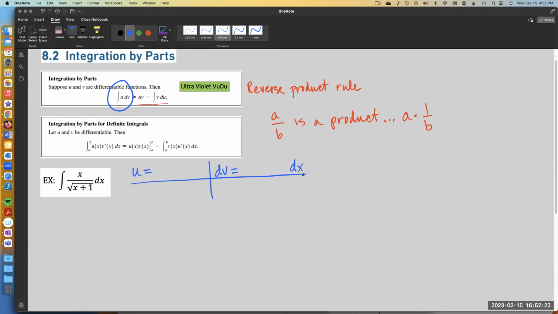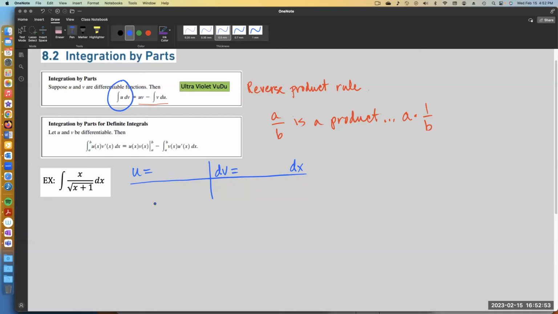And so the idea is that we're going to figure out a u, and then we're going to figure out a du. So that's going to be a derivative. We're going to figure out a dv, and then we're going to figure out a v, and that's going to be integration. So this column is differentiating, this column is integrating. And then we're going to do the u times v minus integral of v du. Okay, so the blue right here, this is what we're given. We're trying to figure this out.